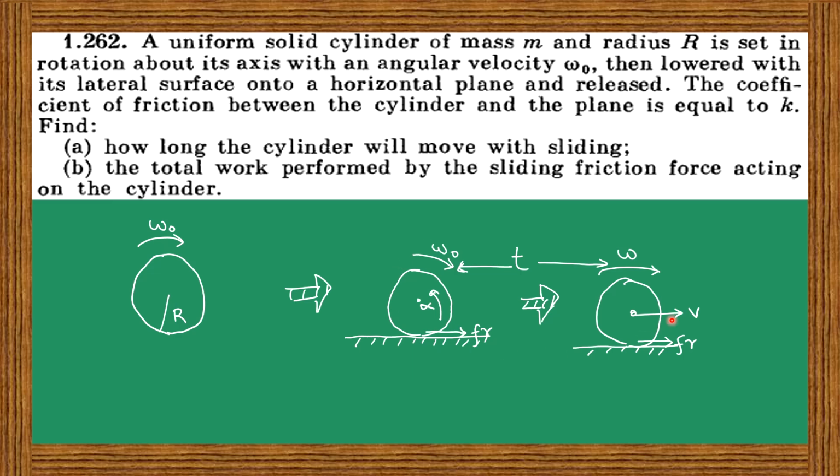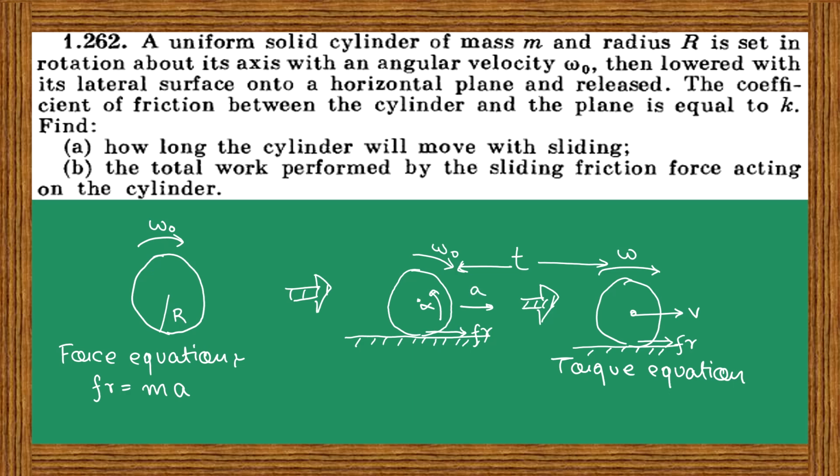Whenever you see this kind of problem, what must we do? There are a torque equation and a force equation, so write them down. What is the force equation? Is there any force in the opposite direction? No. So the friction force is equal to the mass of the cylinder times the linear acceleration of the cylinder in this direction.